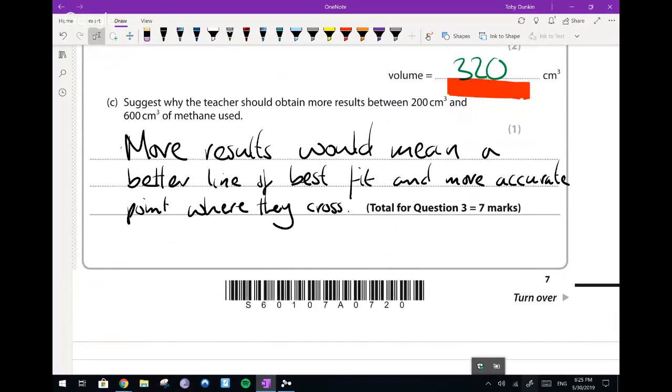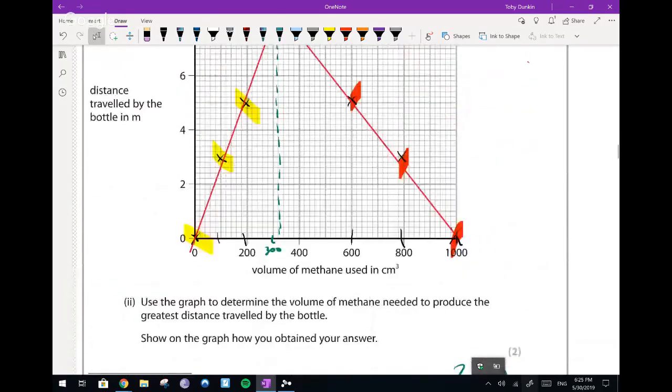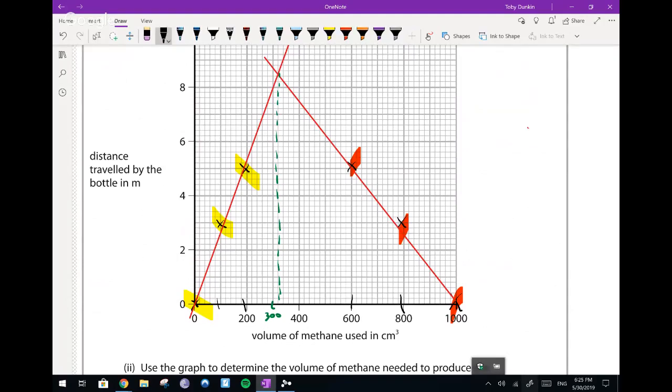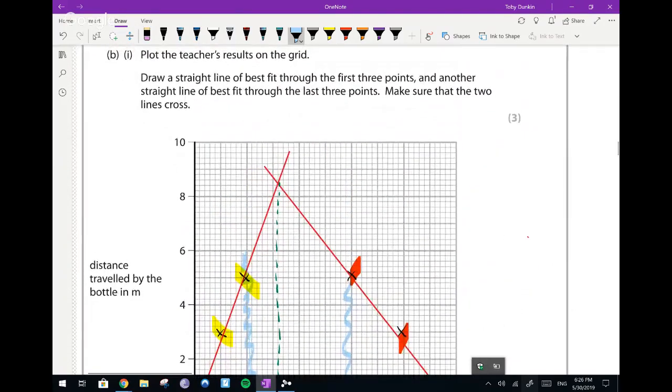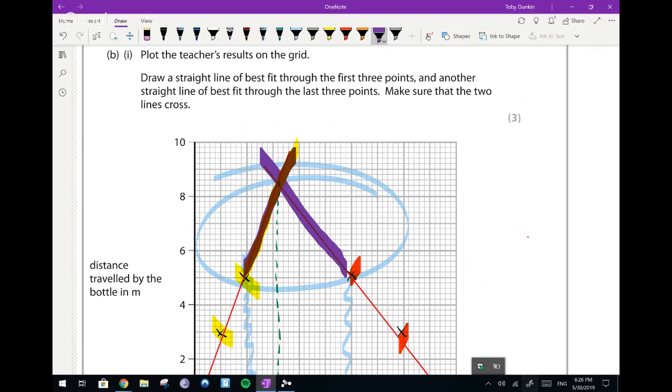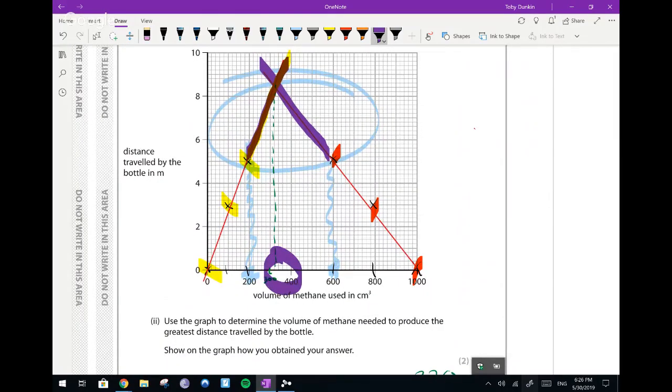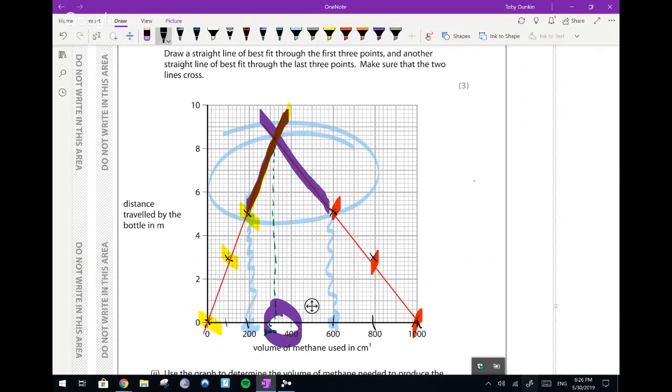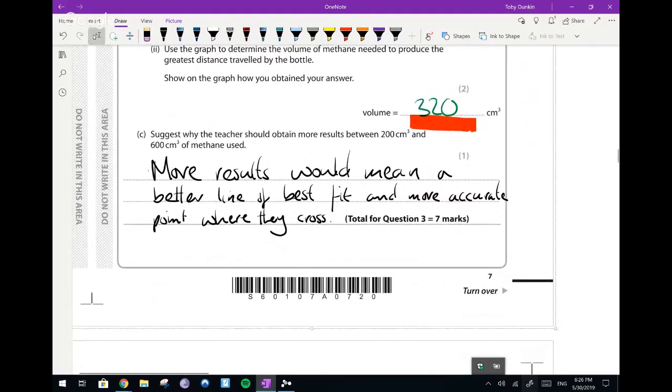Suggest why the teacher should obtain more results between 200 and 600 centimeters cubed of methane. Right, that's interesting. I want to look at 200 and 600. If we go from 200 to 600, we just haven't bothered to do any more readings between those two. I think it would be fair to say we've extrapolated these lines by quite a long way. For us to get a better answer than 320, all we need to do is more experiments within that region. More results would mean a better line of best fit and a more accurate point where they cross.